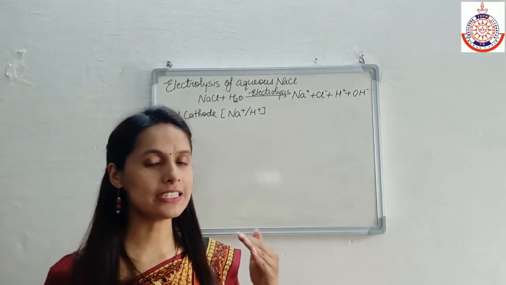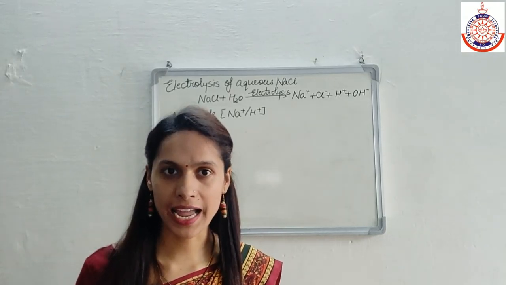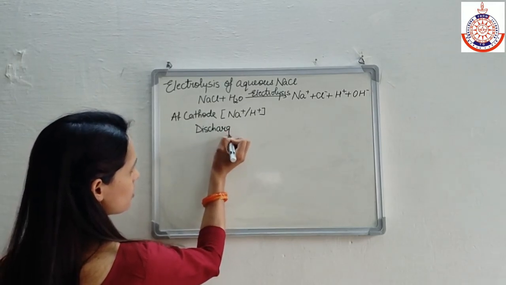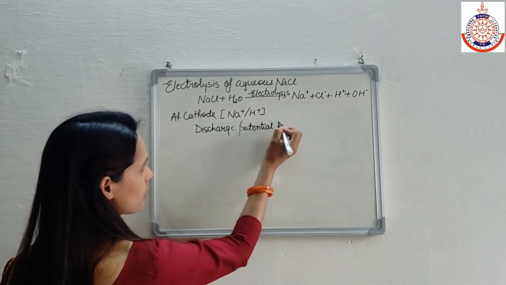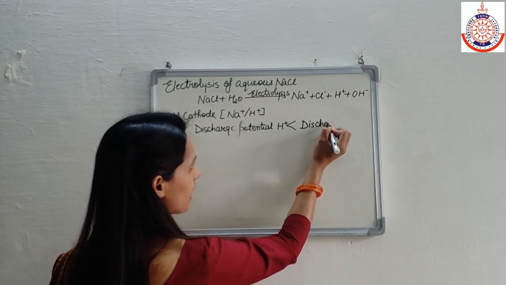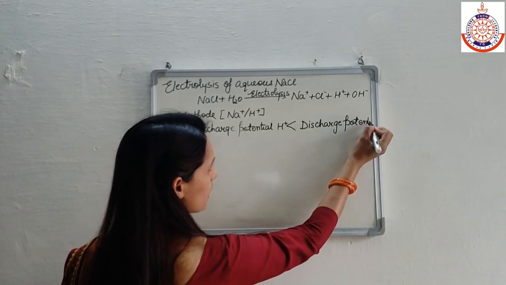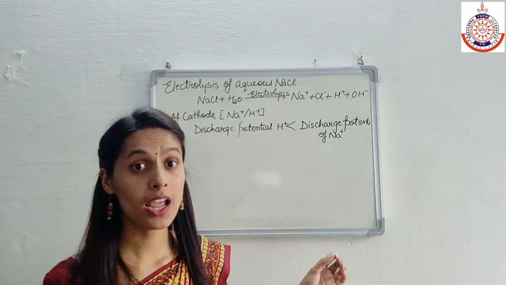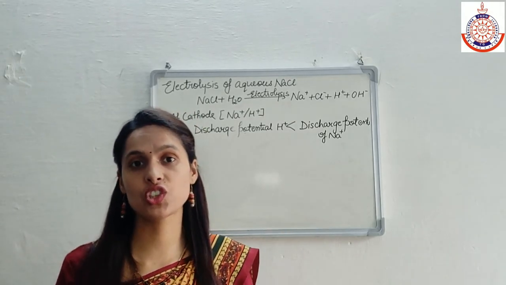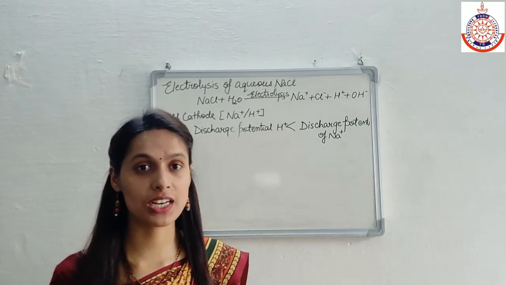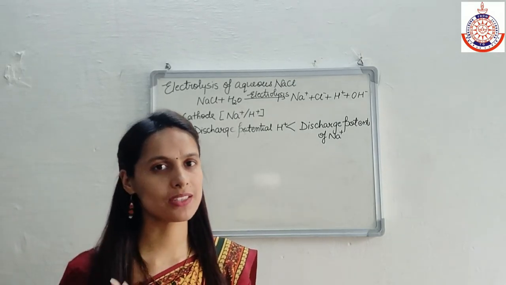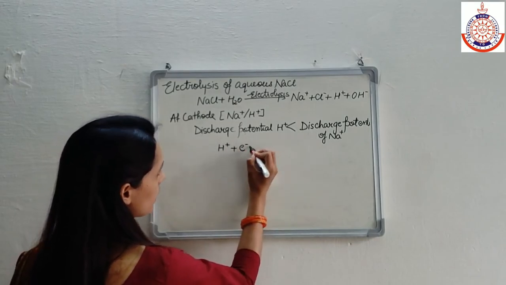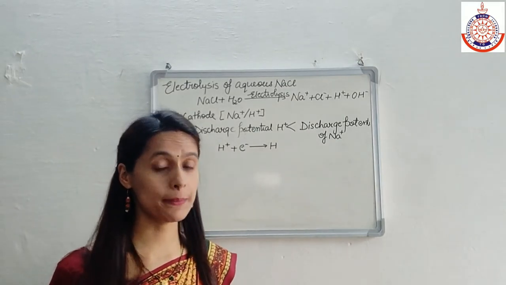Now we studied that lower the discharge potential, greater is the ability of that particular ion to remove its charge. Out of Na positive and H positive, the discharge potential of H positive is less than the discharge potential of Na positive. So as soon as Na positive and H positive reach the cathode, H positive loses its charge and gets converted into a neutral species because its discharge potential is less than that of Na positive, whereas Na positive remains present in the solution. So the reaction at cathode is H positive plus electron gives H, but H is not stable in its monatomic form.